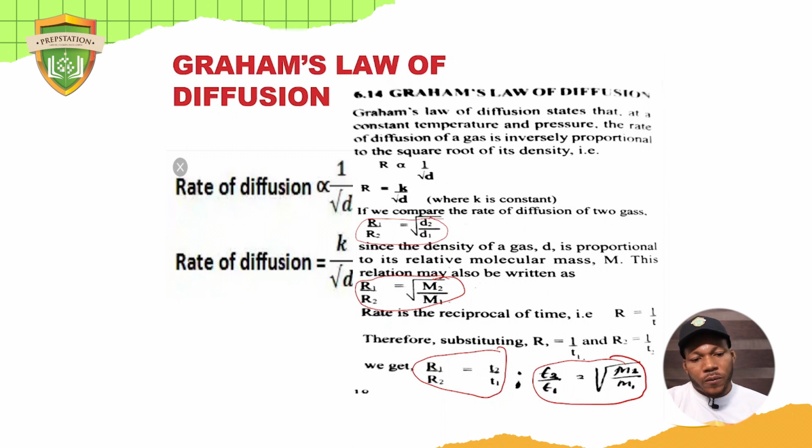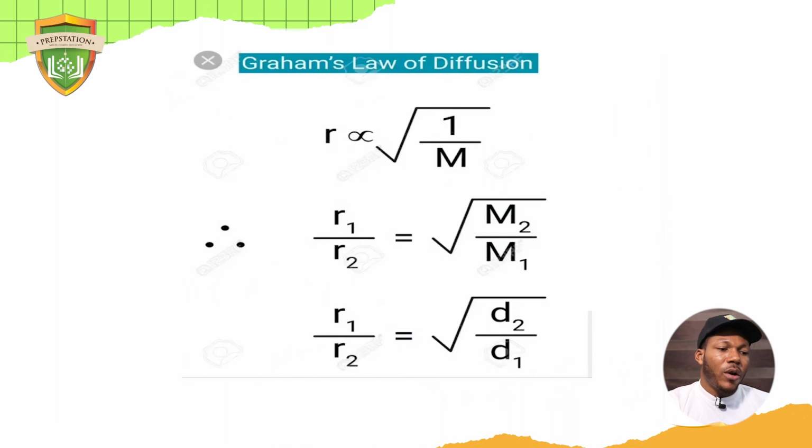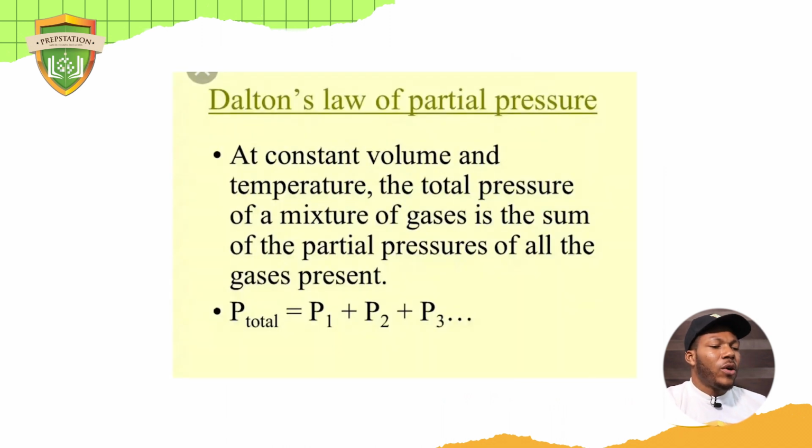while using this law. So in the course of this video, we're going to see some questions with regards to Graham's law and how to target it. These are all questions for Graham's law. The next law is Dalton's law of partial pressure. Now, this law simply means that all the partial pressures sum up to give us one pressure.